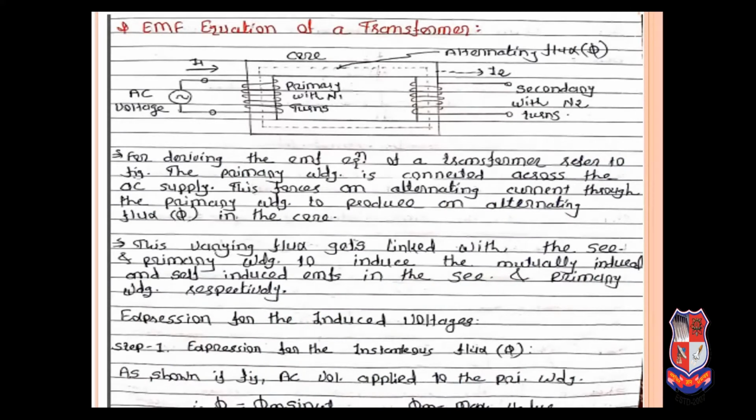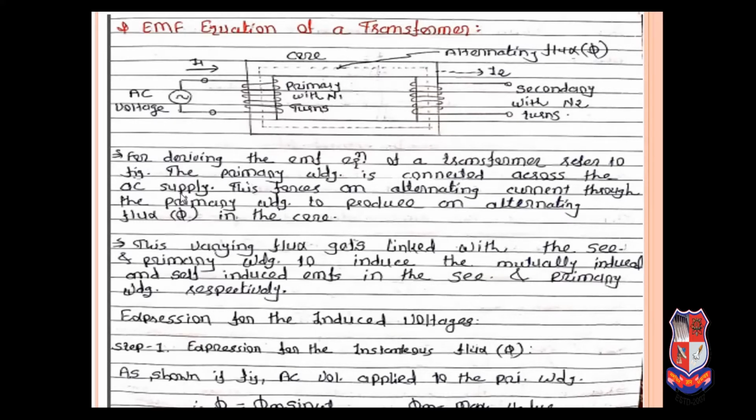Now we are going for the EMF equation of the transformer. This is the main circuit diagram of the single phase transformer, in which the primary winding is connected with single phase AC supply, whereas the secondary winding is connected with the load over here. The flux produced inside the core is considered as an alternating flux. So now we are going for the EMF equation of the transformer.